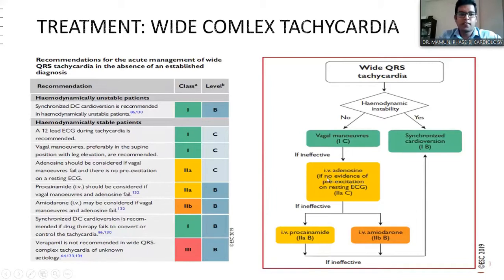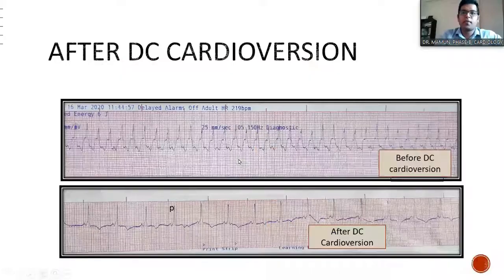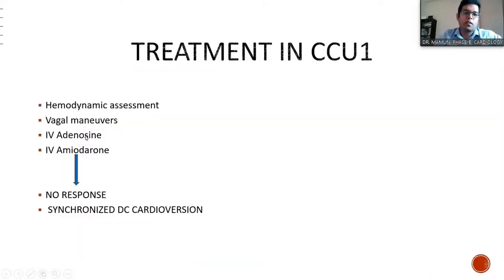Adenosine has two roles in this regard. First, it helps in diagnosis if the tachycardia is terminated. Another thing, some types of VT, such as fascicular or idiopathic VT, may respond to adenosine. If there is no response to adenosine, then we go for IV procainamide or amiodarone. These steps of treatment were given in our patient.